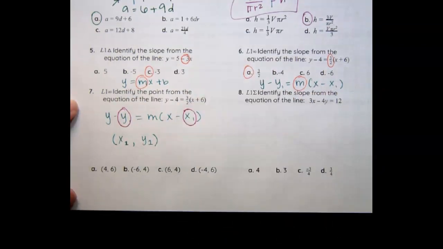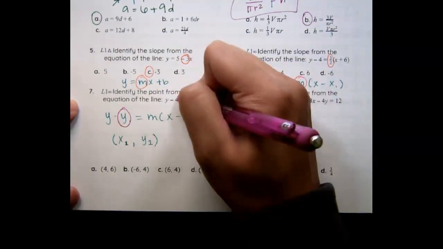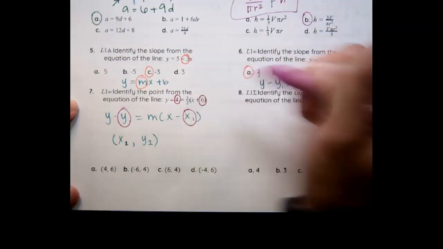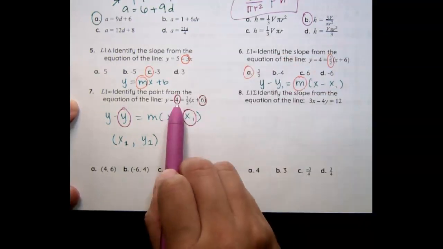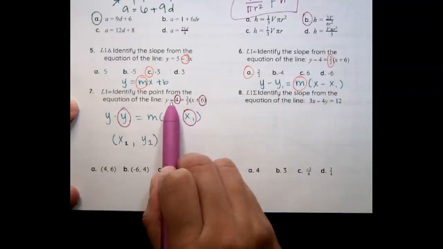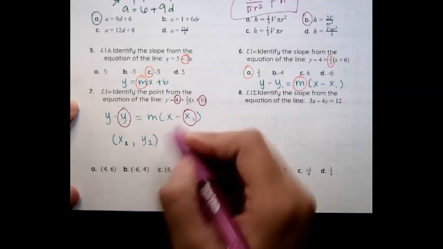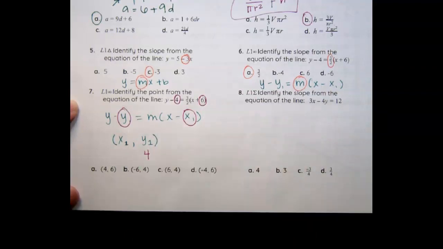So I'm going to look at the two things that represent my ordered pair. I'm going to look in those two spots. Well, I see a 4 and I see a 6. This is my y value because it's next to the y. In the equation, it looks like -4. So when I write it as the ordered pair, it's going to be +4.